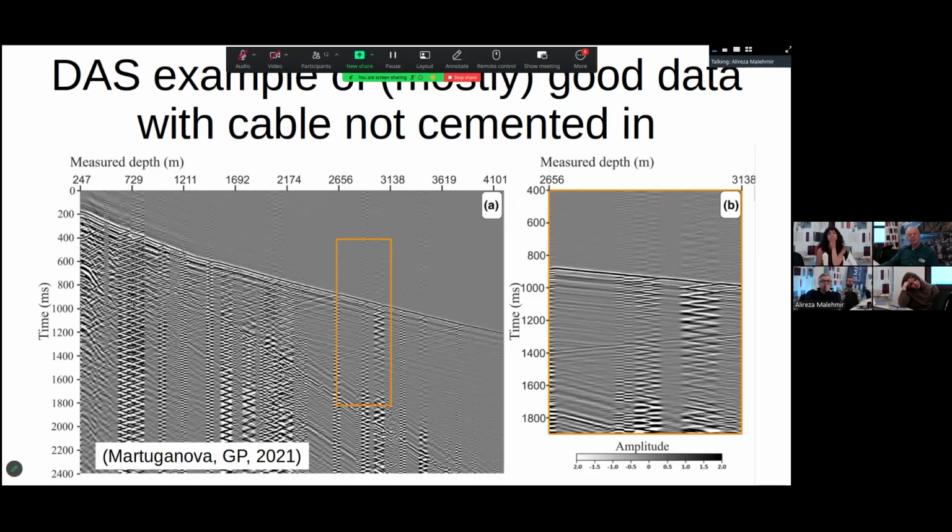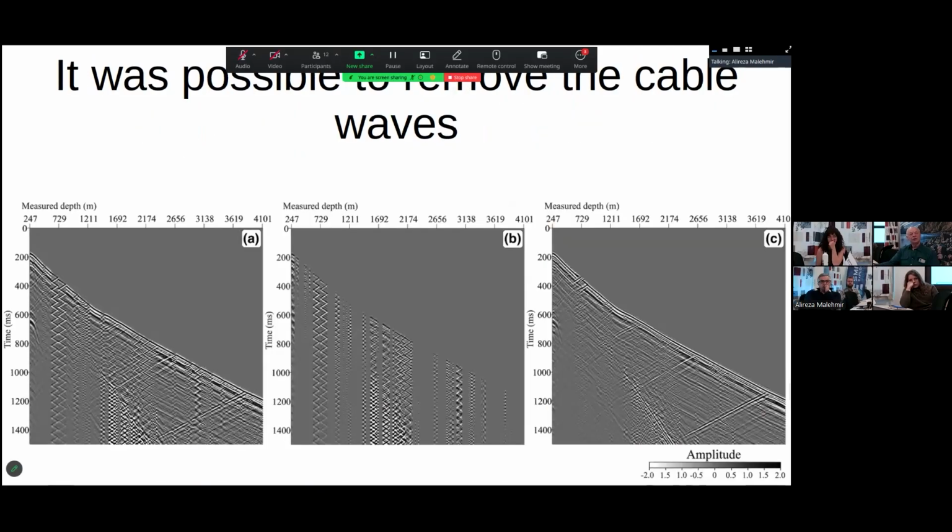Now they managed to filter out this noise, and we're able to get a fairly decent looking VSP profile out of it. So this is the data without the filtering. This is the modeled response, so to say, of the cable. And this is when they subtract the model response from the raw data to get something which looks quite nice in the end, where the reflections can be traced much better than on the original data.